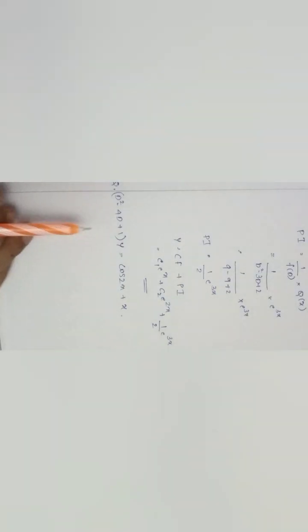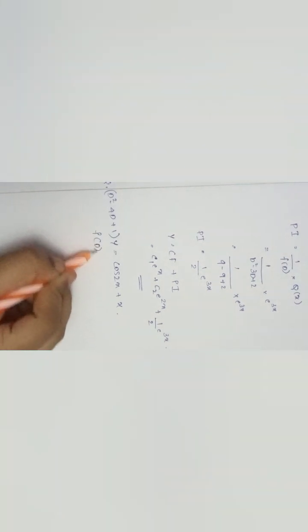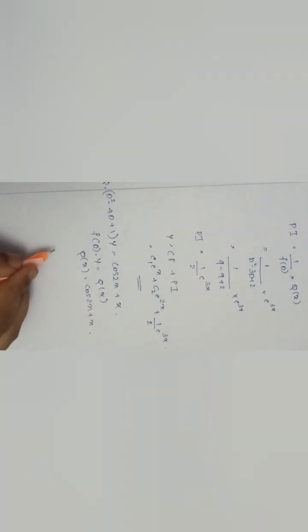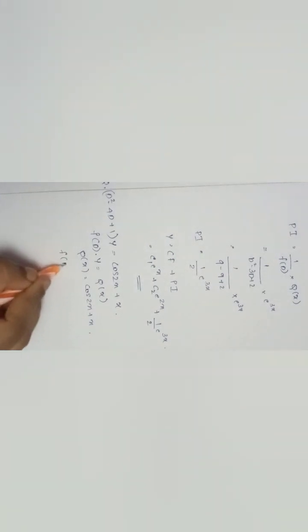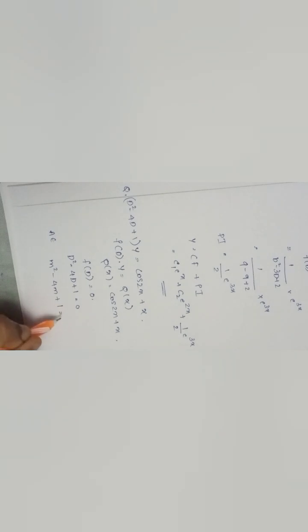Now this is the next question. (D square minus 4D plus 1) y is equal to cos 2x plus x. This is also of the form f of D into y is equal to Q of x, where Q of x here is cos 2x plus x. Now to find the auxiliary equation, f of D is equal to 0, that is D square minus 4D plus 1 is equal to 0. To write the auxiliary equation, substitute D as m, that is m square minus 4m plus 1 is equal to 0.